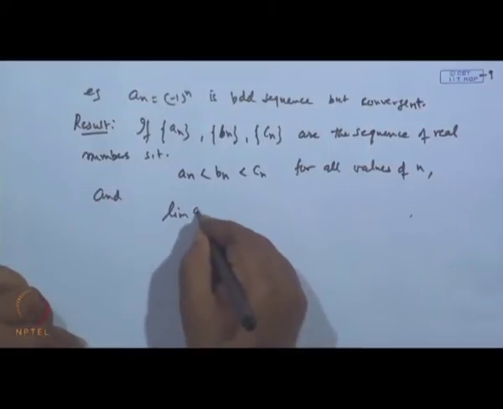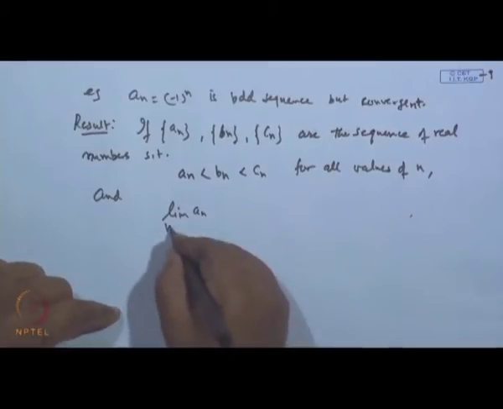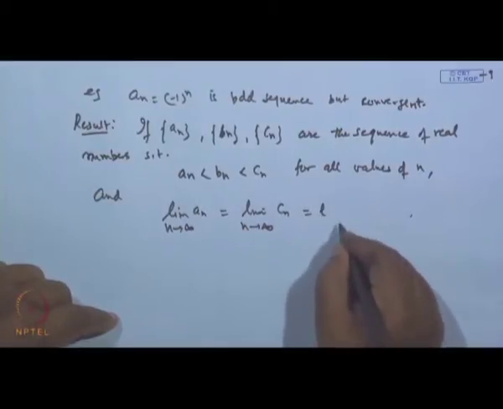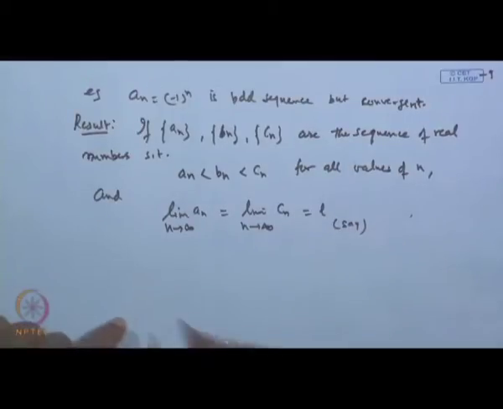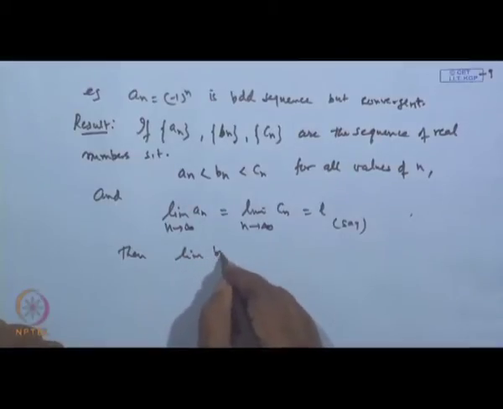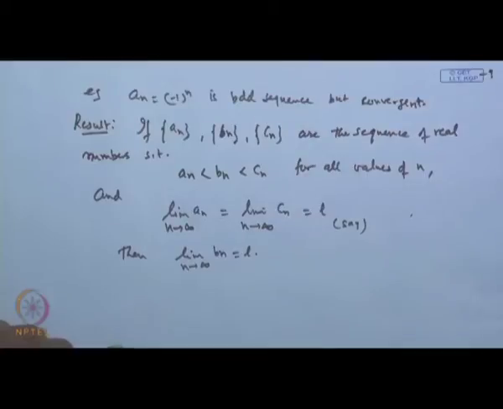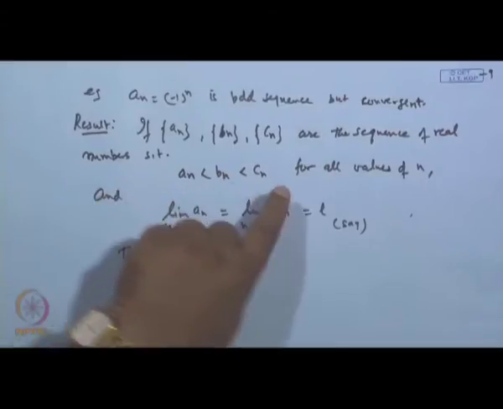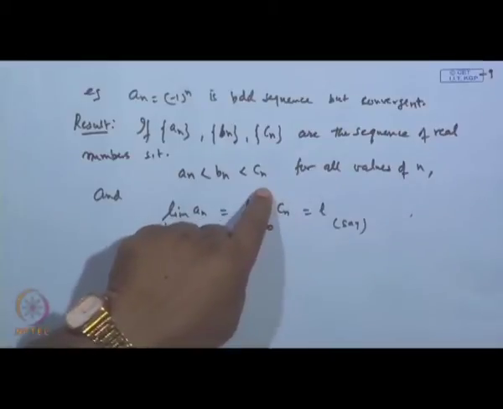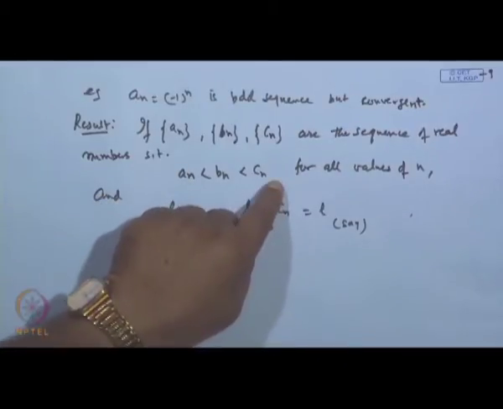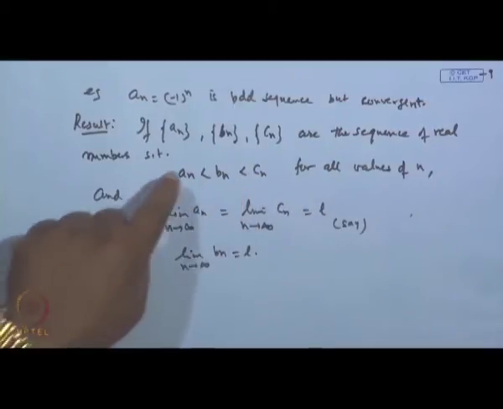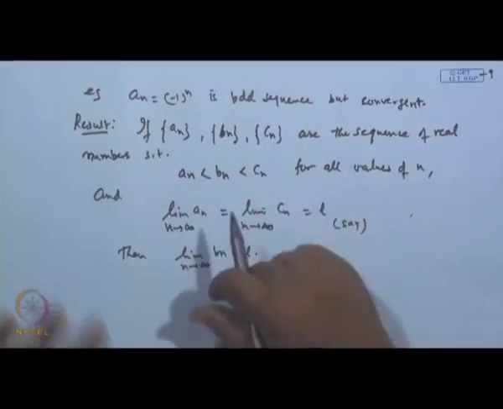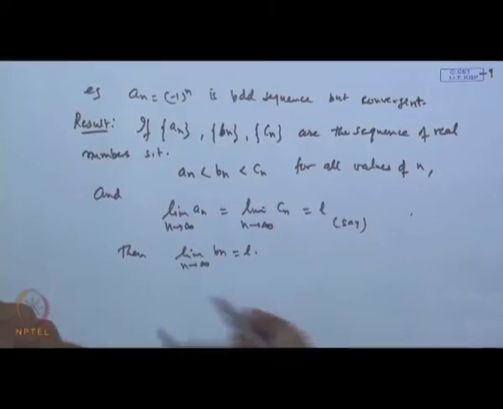Suppose the limit of A n as n tends to infinity is the same as the limit of C n as n tends to infinity, and suppose it is L. Then the limit of the sequence B n will also be L. This is known as the sandwich theorem: if you want to find the limit of the sequence B n, and you are able to identify lower and upper bounds for each n, and the left hand sequence and right hand sequence converge to the same limit, then the middle sequence will also converge to the same limit. The proof is very simple.